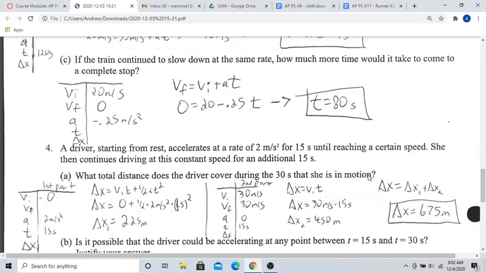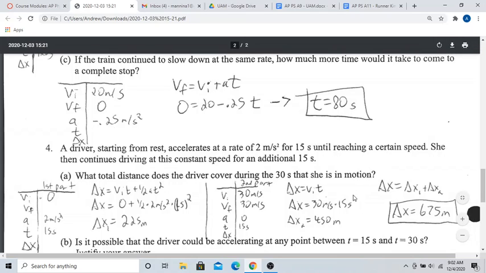So it moves at 30 meters per second for 15 seconds, which means you multiply them together, and in the second section, it moves forward 450 meters. So, to get the total distance, you just add the first one to the second one. Once you do all that, it's 675 meters.